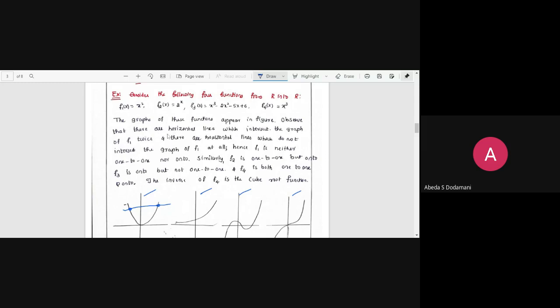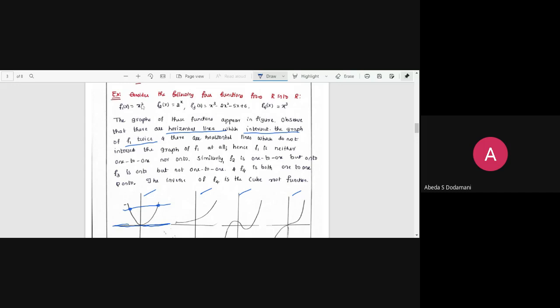We can observe that there are horizontal lines which intersect the graph of f1 twice, and there are horizontal lines which do not intersect the graph of f1. If I consider the horizontal line at the base, it will touch the graph but not intersect it. So I have horizontal lines which intersect twice, and also lines which do not intersect at all. If you have such conditions, then it is neither one-one nor onto.